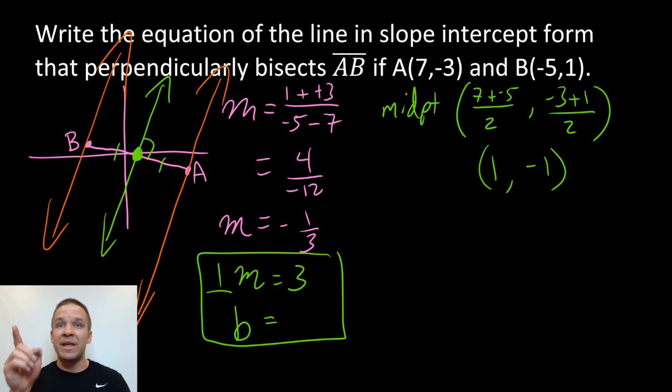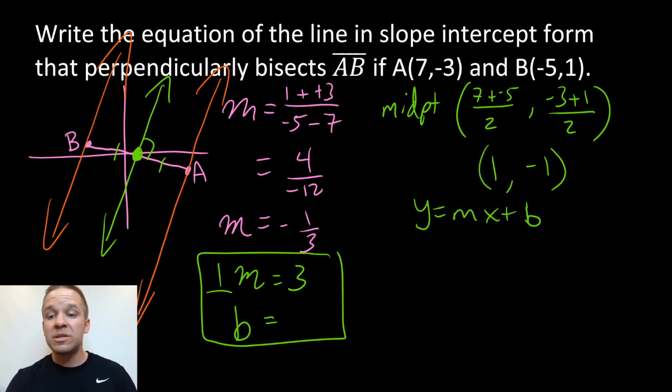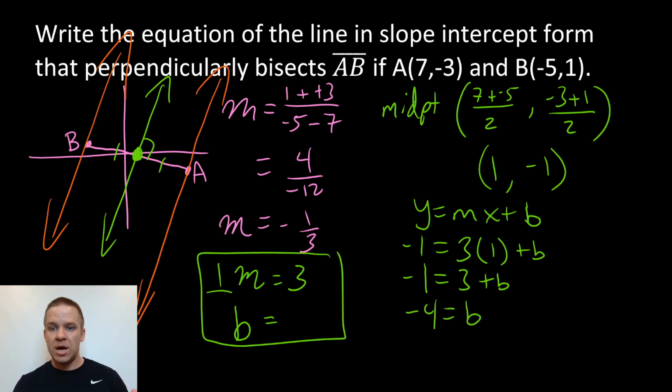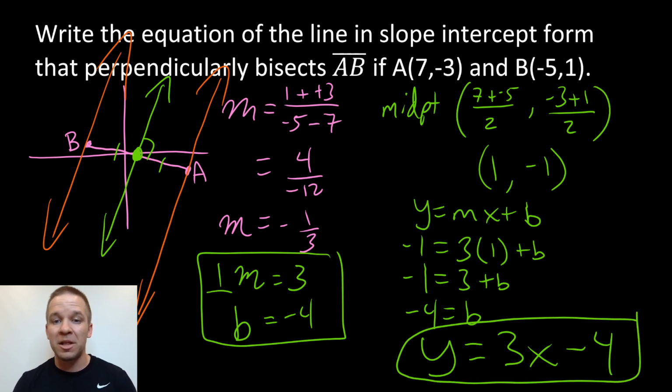This is a point that is on that green line, which means I can use it to find out what b is. So I'm going to have y equals mx plus b, and I'm going to substitute in my new slope, which is 3. I've got my x value of 1, and my y value of negative 1. Almost there, guys. Negative 1 equals 3 plus b. I'm going to subtract 3 and I get negative 4 equals b. That's it. I'm done. Let's write our final equation. Don't do all the work and forget. y equals 3x minus 4. That will perpendicularly bisect segment AB with those endpoints.